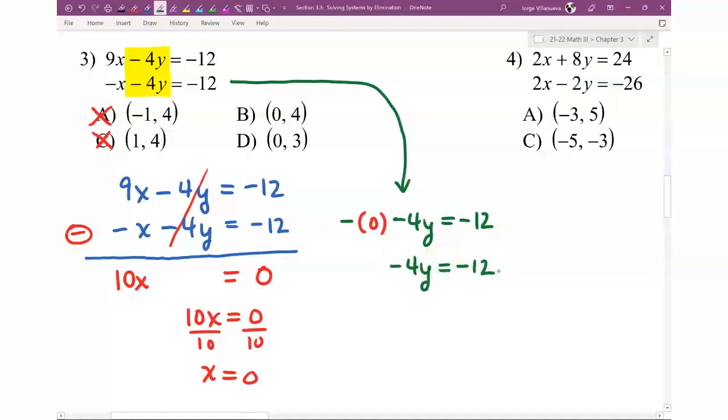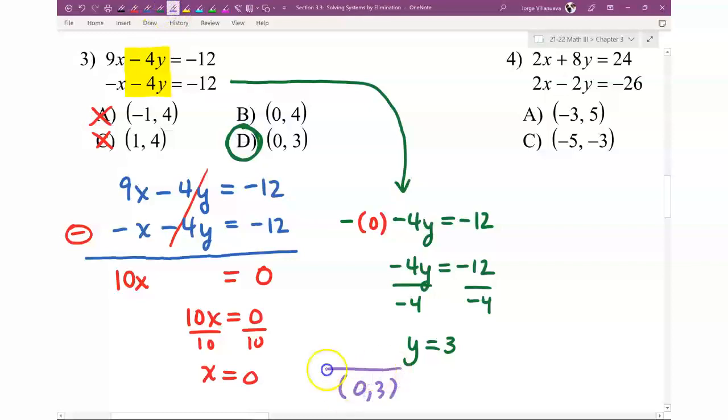So division is going to give me my answer, right? Divide by negative 4. So y is equal to 3. So my answer has to be 0, 3. That's my solution.